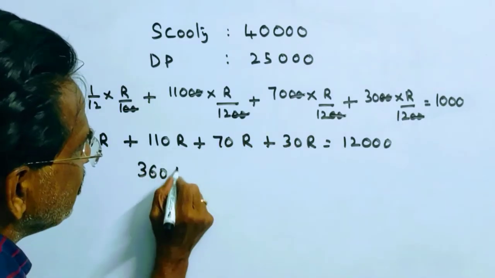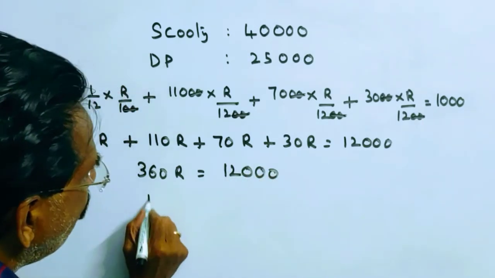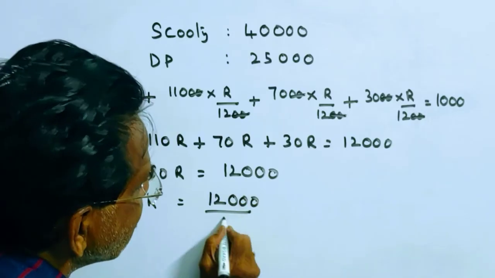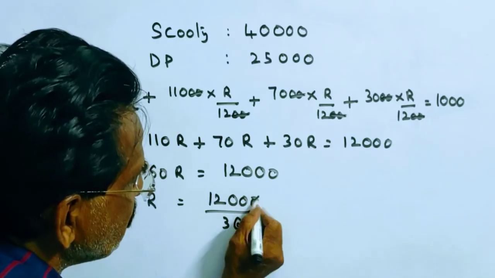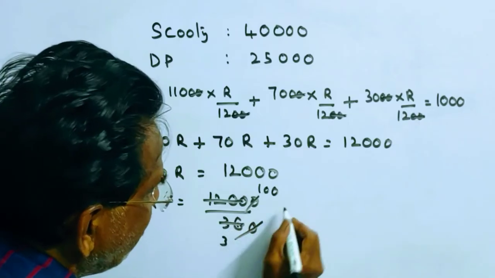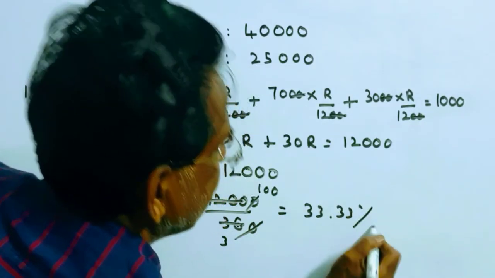360 R is equal to 12,000. So R is equal to 12,000 by 360. 0, 12 hundreds, 12 threes. Friends, 100 by 3 means 33.33% is the rate of interest.